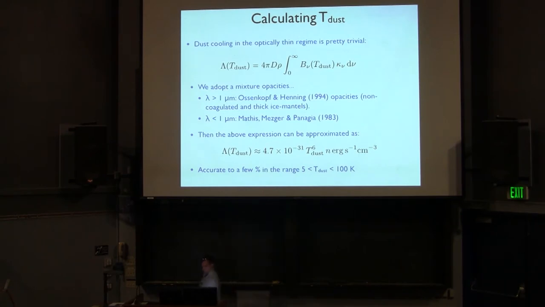It cools extremely well. And this cooling law here is accurate to a few percent within the range of dust temperatures that we're going to be looking at in most of our models. So that makes the cooling very, very quick. Then you're just adding those terms into that equation, and you iterate until you get a constant dust temperature. Okay. Any questions there?